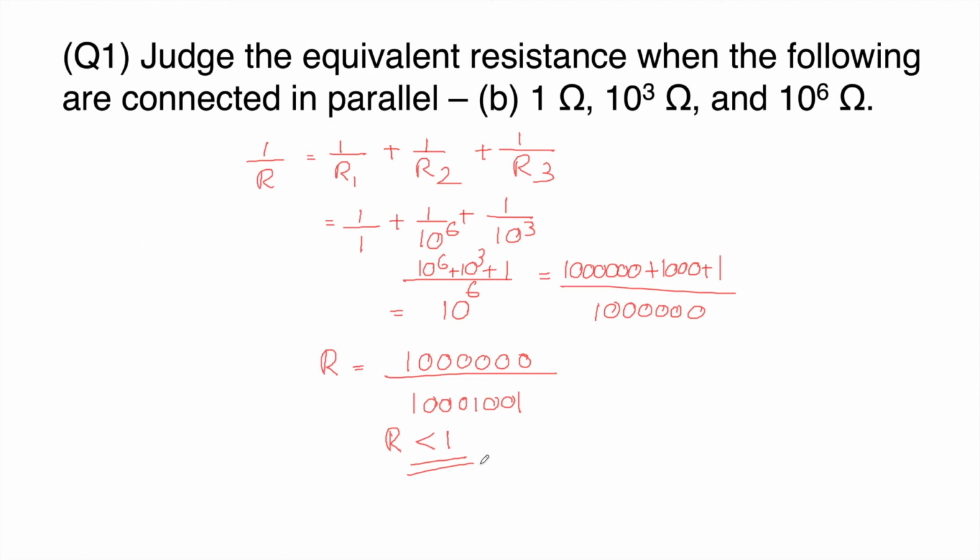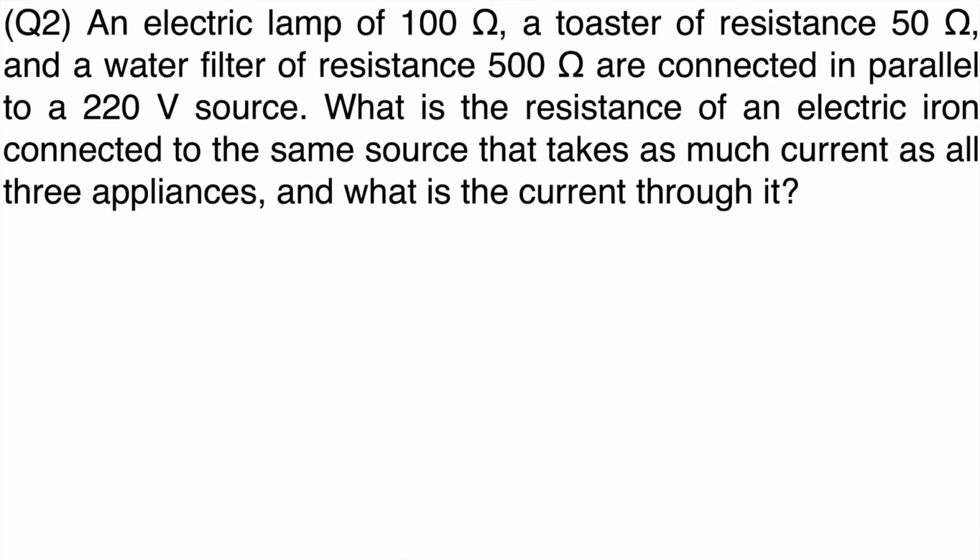Here they asked to judge the equivalent resistance. We don't want to find the exact value. To find the exact value you would divide these numbers. Here we can just judge that the equivalent resistance is just less than 1 in both cases.